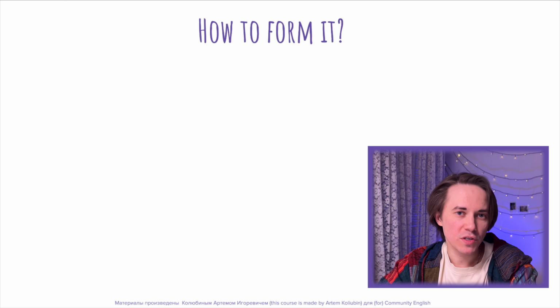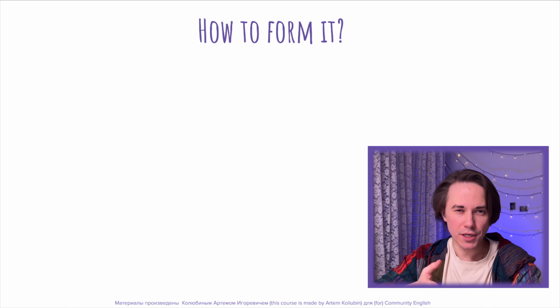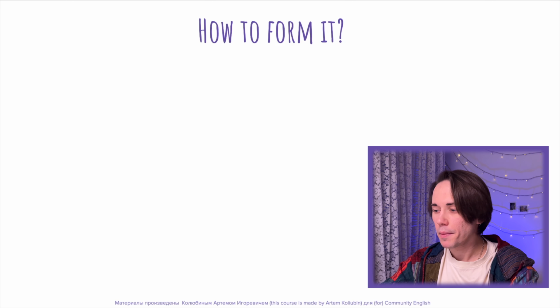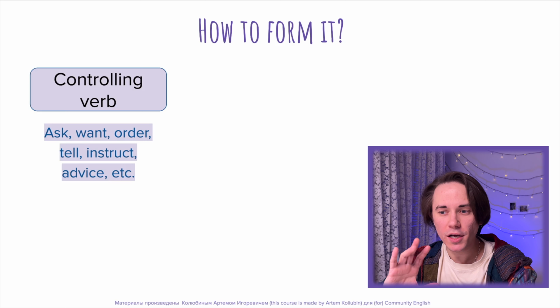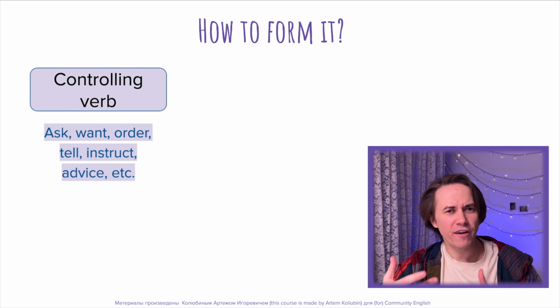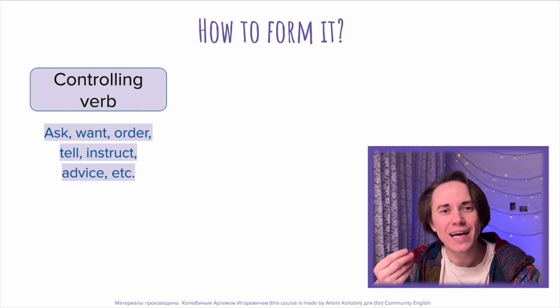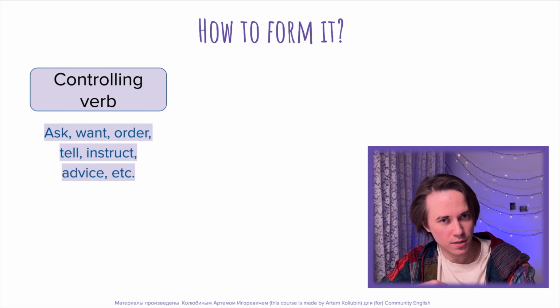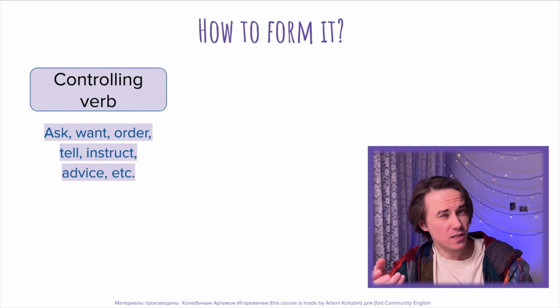So how to form a structure like that? I mean, I already kind of showed you, but let me unpack it a little bit. So we have the controlling verb. First, it's ask, want, order, tell, instruct, advise. Any kind of verb that has this idea of controlling another person, like another person's actions.